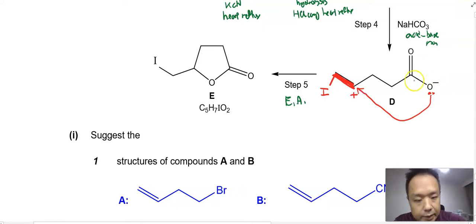So if you check the number of carbons, carbon number 1, carbon number 2, carbon number 3, carbon number 4, and carbon number 5. So in terms of this, let's take a look.